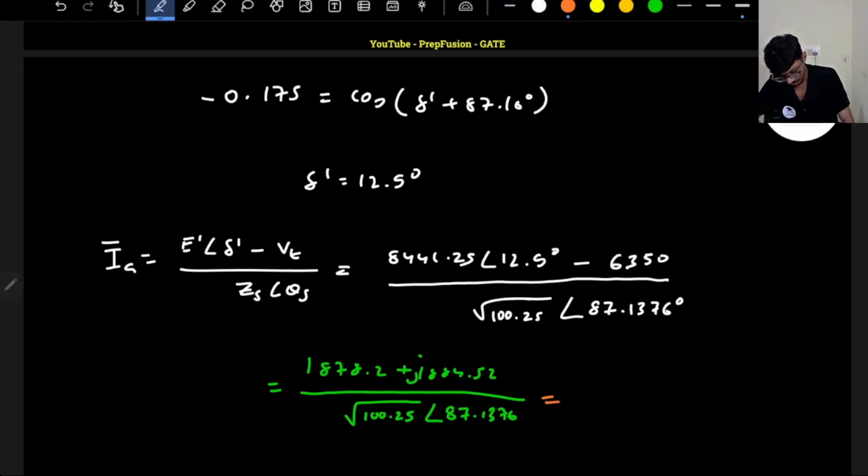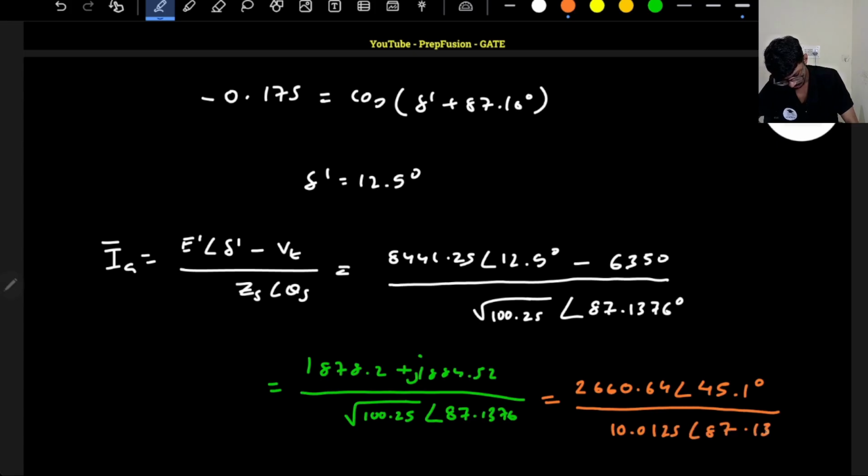2660. Okay, so this will be 2660 angle. So this angle will be tan inverse, 45.1 degree, divided by 100.25 under root, 10.0125, 87.14 degree.